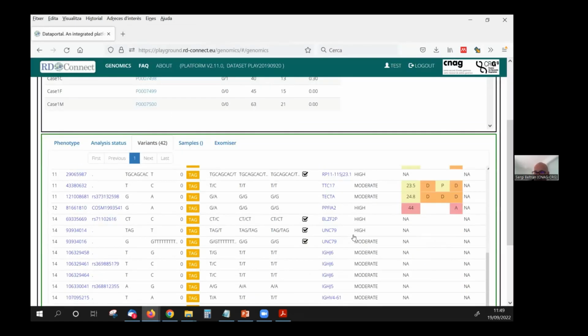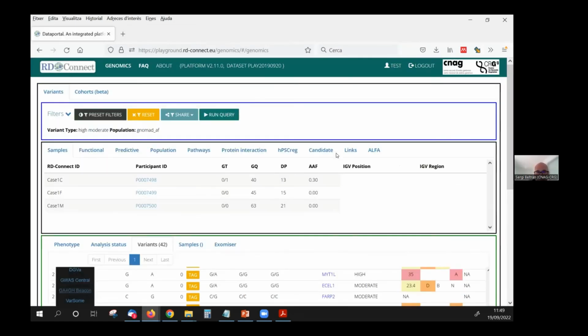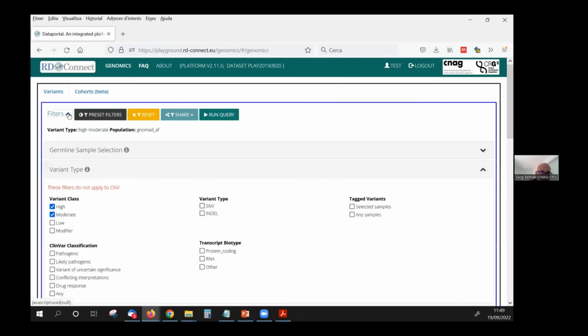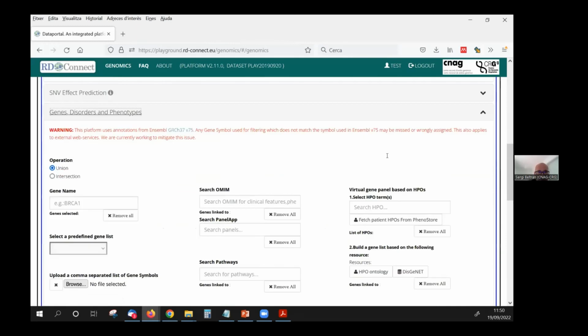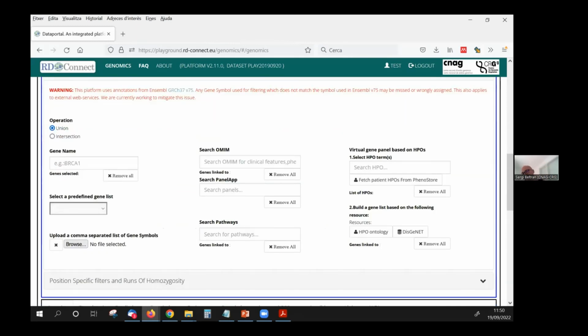Okay, what can I do now to filter this even further? We can go again to the filters tab, and we can now bring the phenotypes into action.